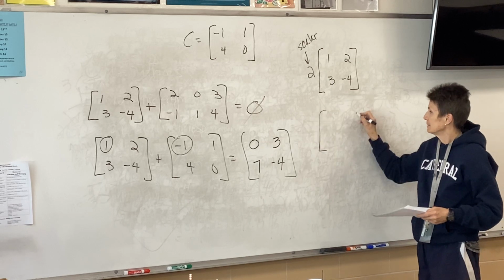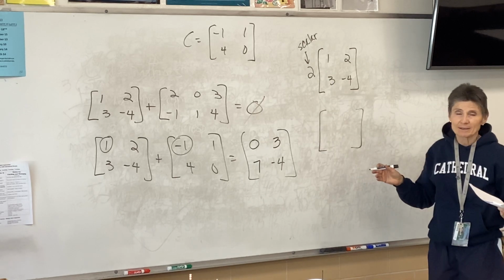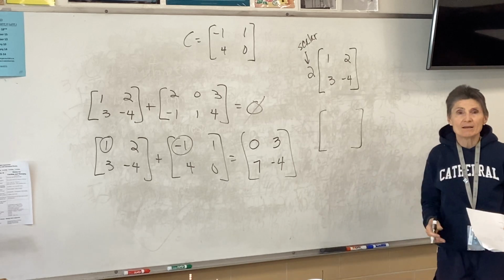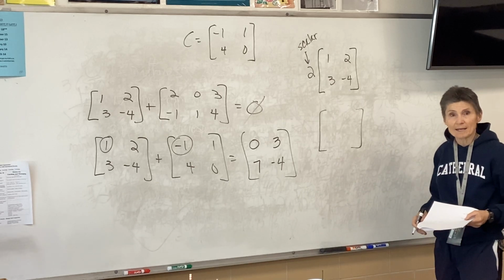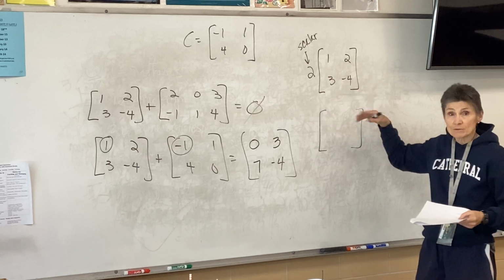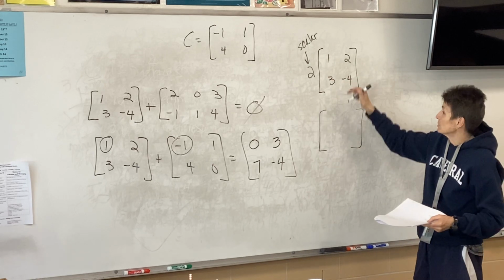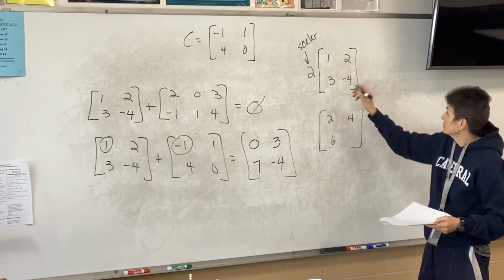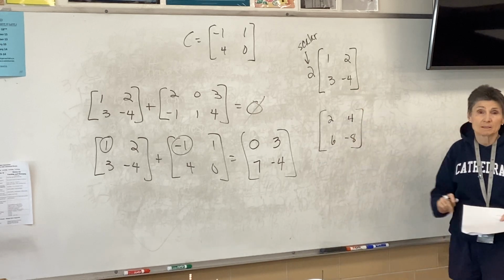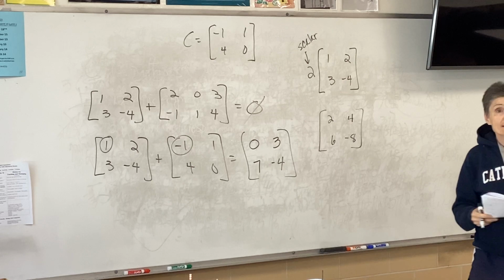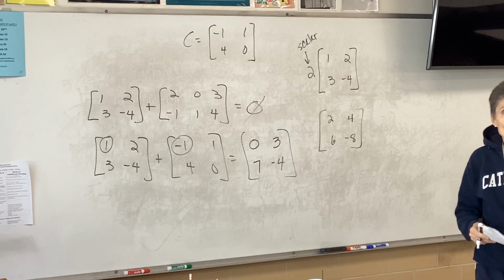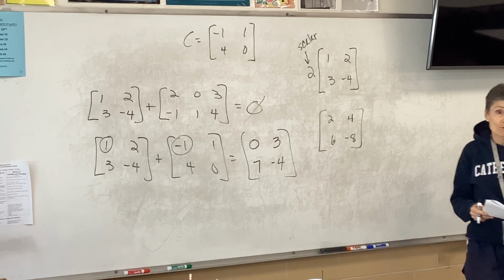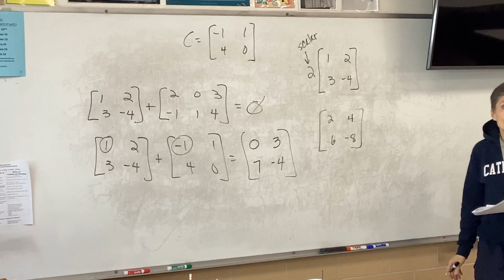Well, how do we do that? I mean, what's your common sense say? We're just going to multiply 2 times all of those things. So 2 times 1, 2 times 2, 2 times 3, 2 times -4. Done. That's all there is to it. It's like distributing. You're just going to take the 2 times everything inside the matrix.